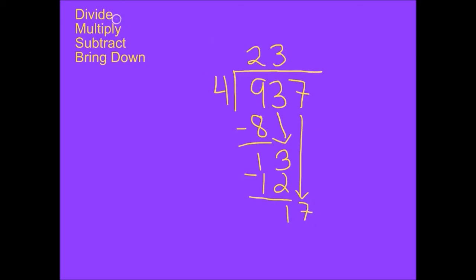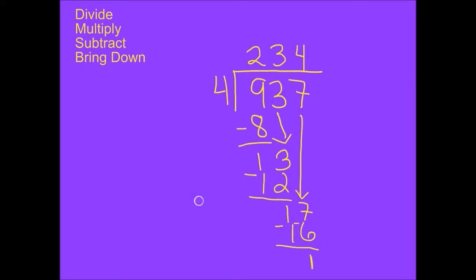Then we go back to the top here, divide, and we think how many 4s are in 17? Well, there are exactly 4. Not exactly. There are 4. 4 times 4 is 16. We write it down here, and then we subtract. 17 minus 16 is 1. There's nothing to bring down, so essentially at this point we're done.